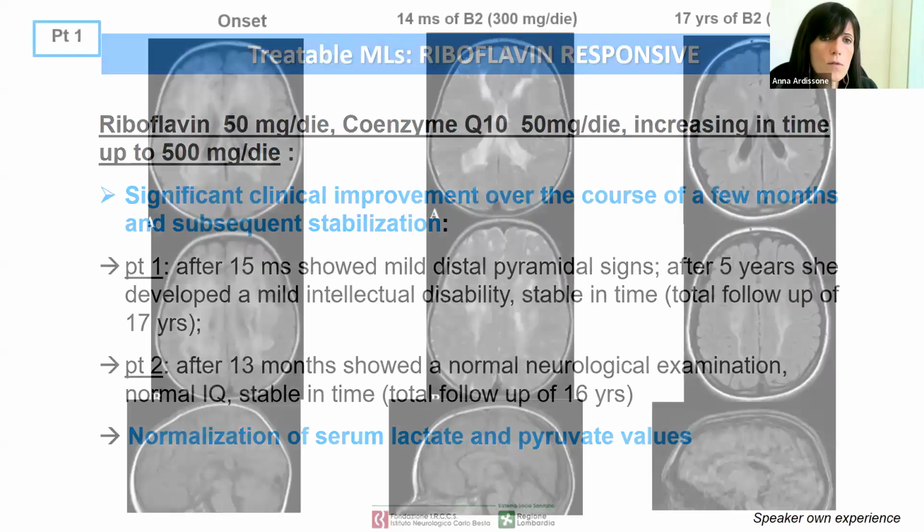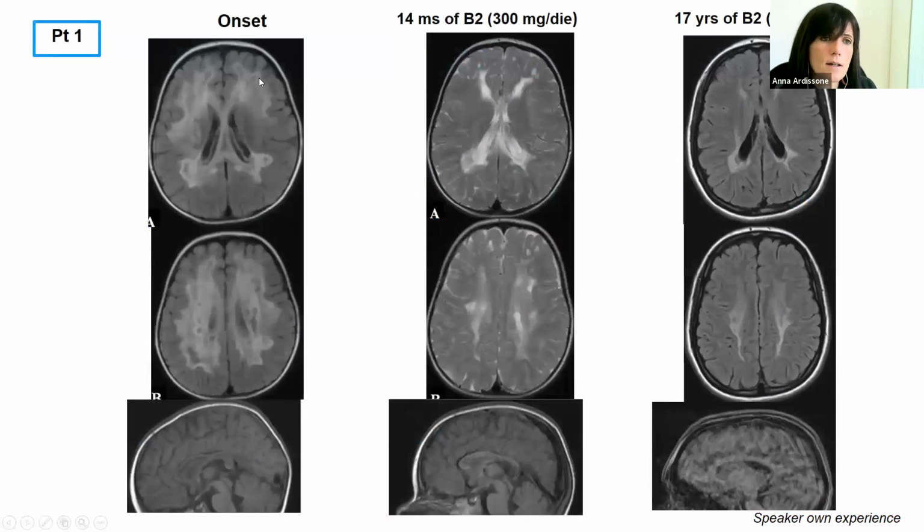What about the MRI of these patients? This is the radiological follow-up of the first patient. This is the MRI at onset. As you can see, there was also a cavitation of the corpus callosum and deep white matter. At the first follow-up, after 1 year of treatment, there was an important reduction of white matter abnormalities, and that was more important at the following follow-up and remained stable at the last one.